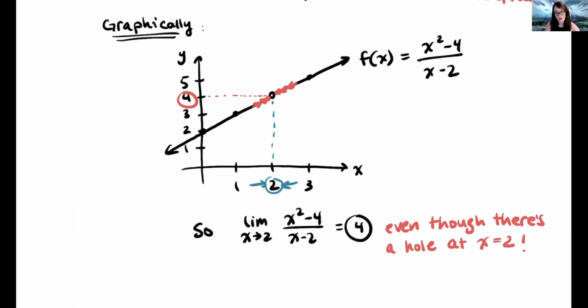Right, because you don't actually have x equaling 2. We're just letting x approach 2, right? Limit means approaching.